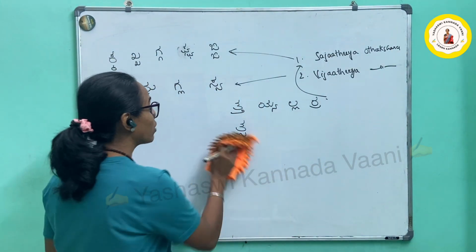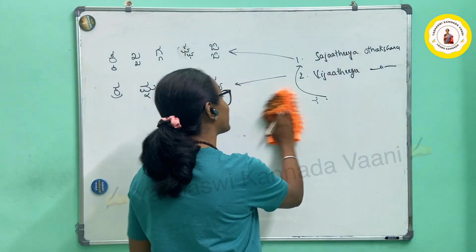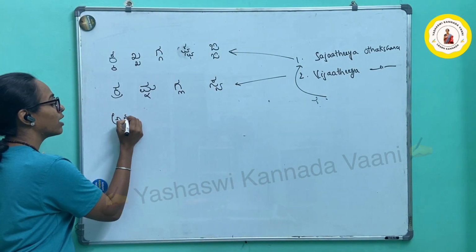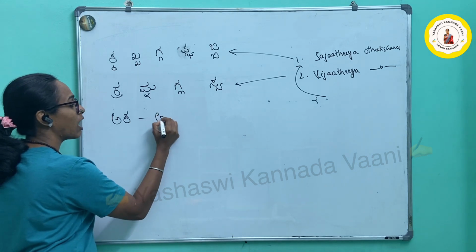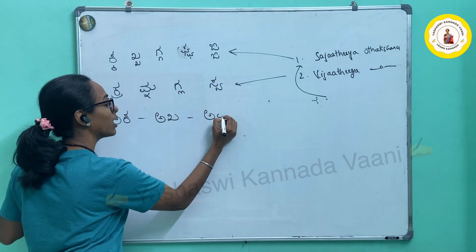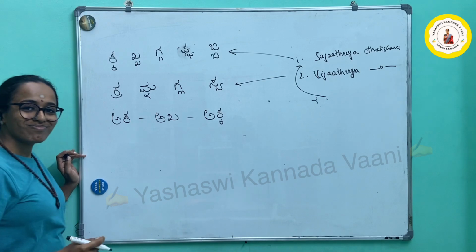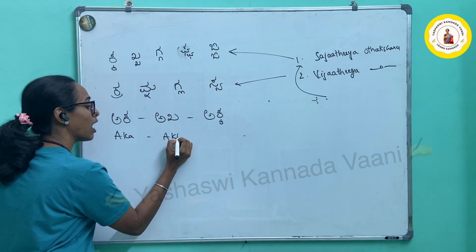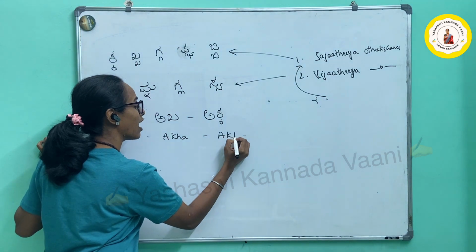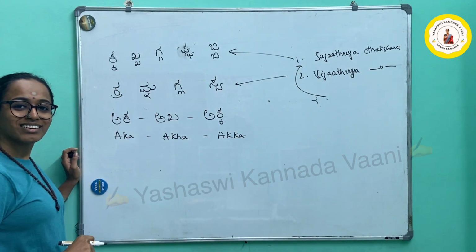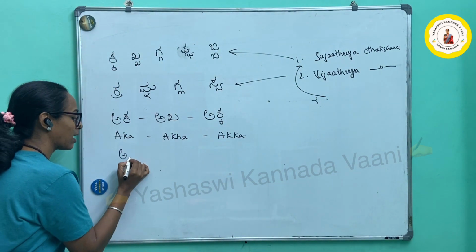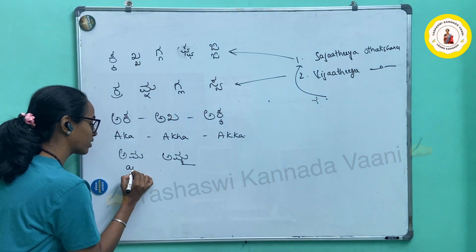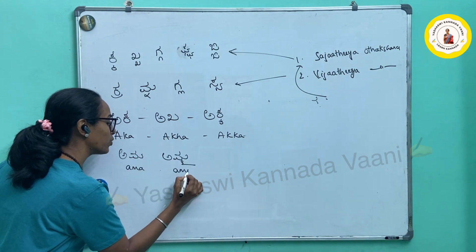Now we'll find out the sajāthiya otthakshara pada, vijātiya otthakshara pada. So now, akka, akka. This is a pronunciation. See, akka. Okay na? Adhe tara. Amma, amma. This is amma.